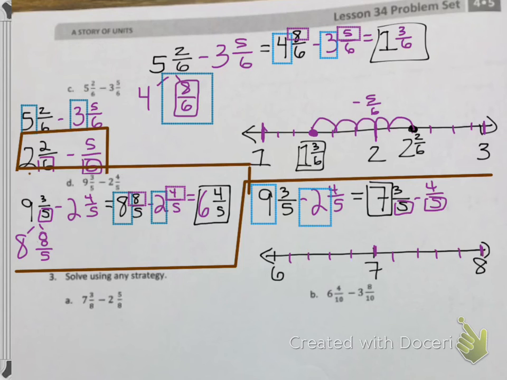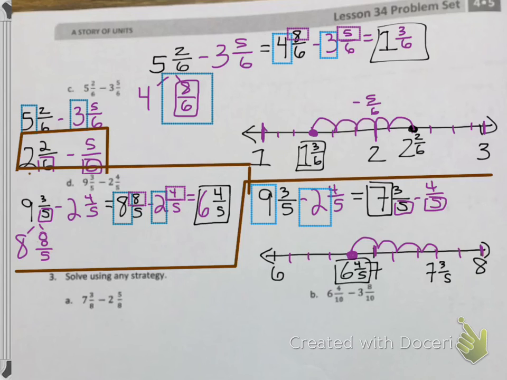7 3/5 is 1, 2, 3. So this is 7 and 3/5. And we are subtracting 4/5. So let's do that. So 1, 2, 3, and 4. Just like we did before. And my answer is 6 whole and 4/5. All right. We get the same answer that we did before, just with the number line.